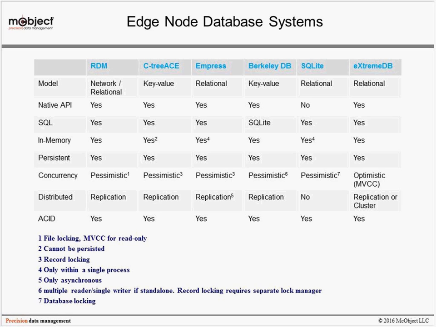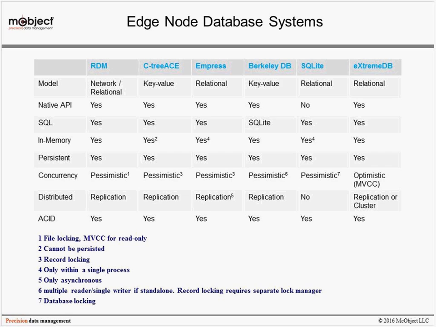So the question comes up, can you have a single database definition that has both in-memory and persistent tables? And in some cases, yes, in some cases, no. With ExtremeDB, you can. With SQLite, for example, you cannot. If you create a database in memory, it's all in memory. And if you want to have some persistent stuff, you have to put that into a separate database definition.